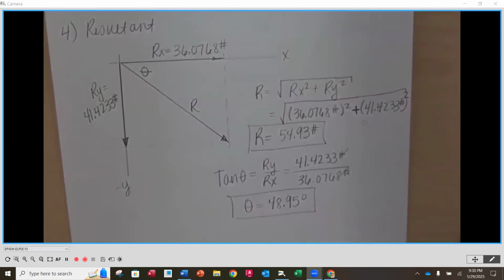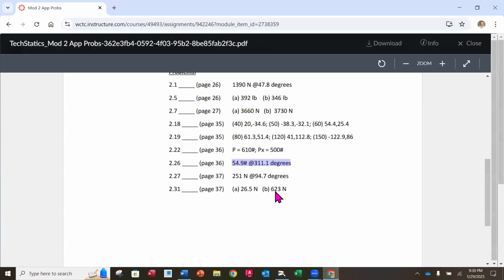And I'm gonna take a peek because I don't know what the answer is. Let's see. We go here. Yeah, 48.9 and then 54.9 is what they have. So yes, we're good on the angle and 54.9. Perfect. Yeah, looks good.